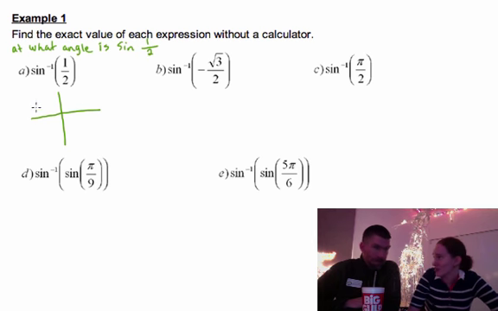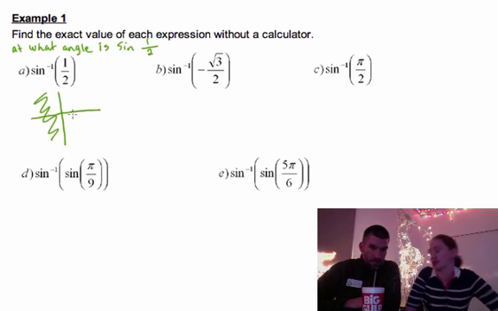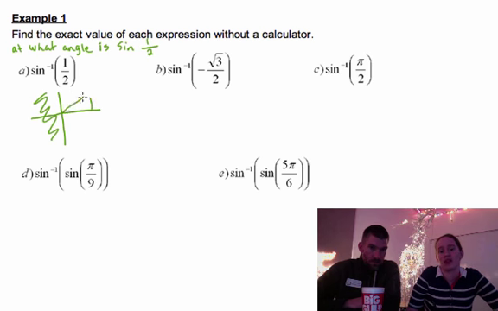Instead of guessing, let's actually figure it out. It has to be in the 1st or 4th quadrant, because we define the inverse sine function to be 1st and 4th quadrant. So we have to say the opposite side is 1, the hypotenuse is 2. So what angle will this be? 30, which in radians is pi over 6. Because it's a special right triangle.